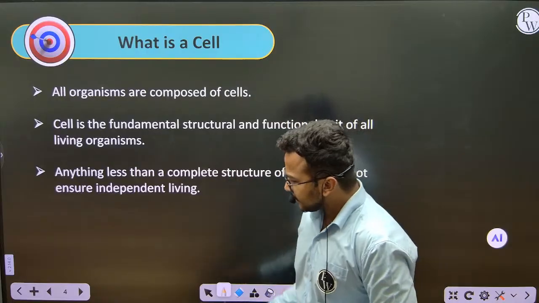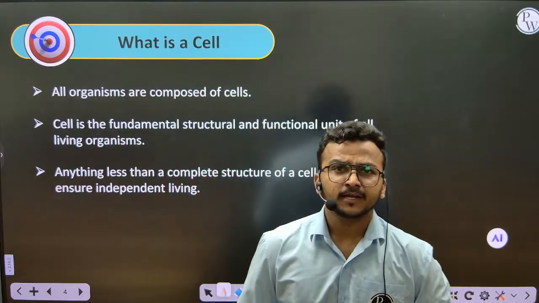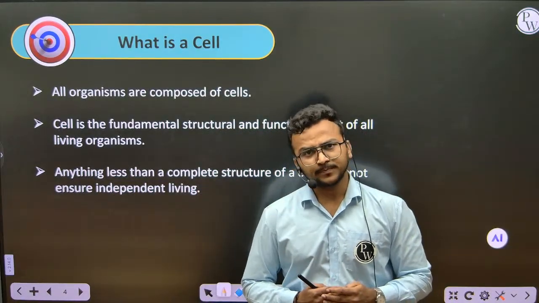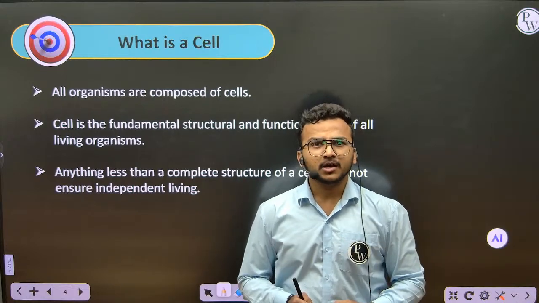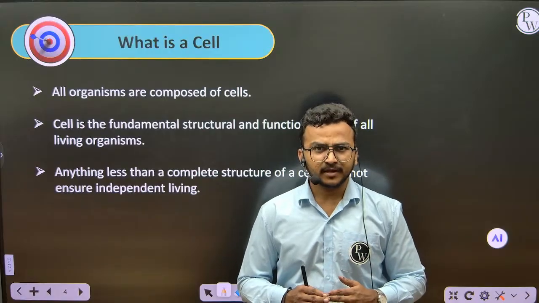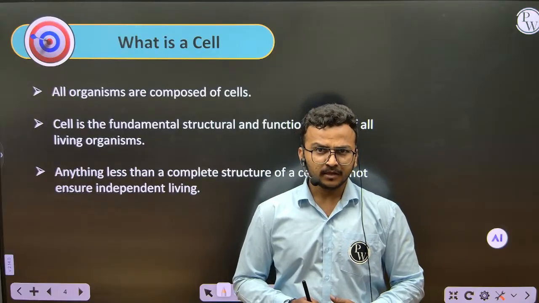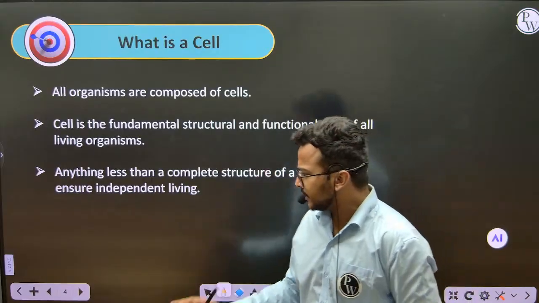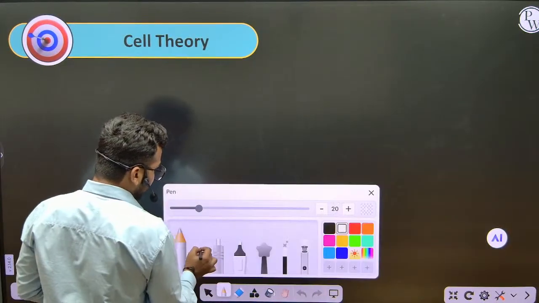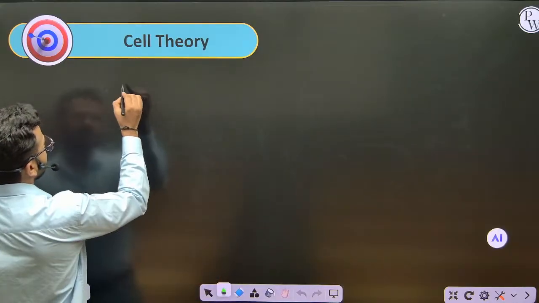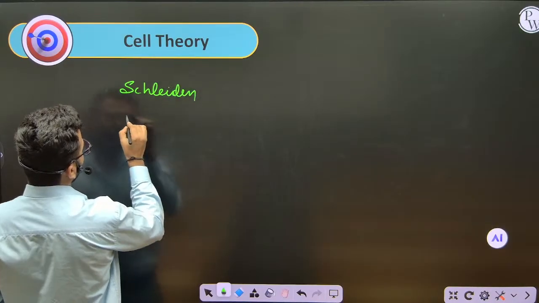Coming to the scientists who worked on the cell: first, it was discovered by Robert Hooke, who saw dead cells. Next comes Anton von Leeuwenhoek, who discovered the living cell. Next comes Robert Brown, who discovered the nucleus. Next come two other scientists we discussed in the last session about cell theory. In cell theory, we see two scientists, that is, Schleiden and Schwann.